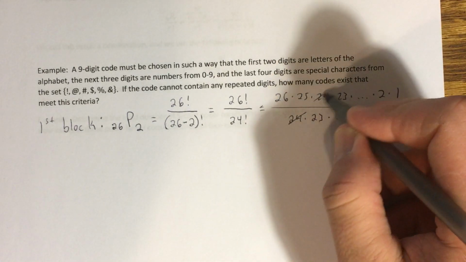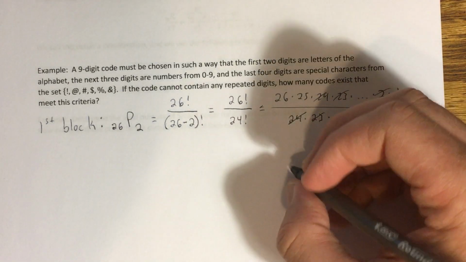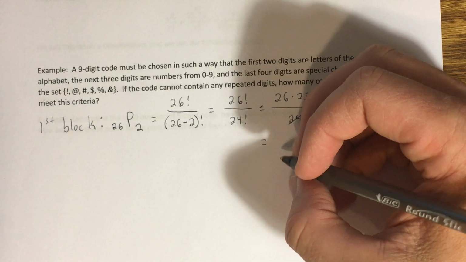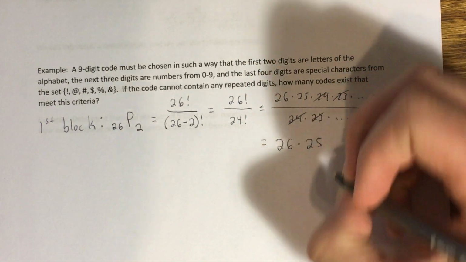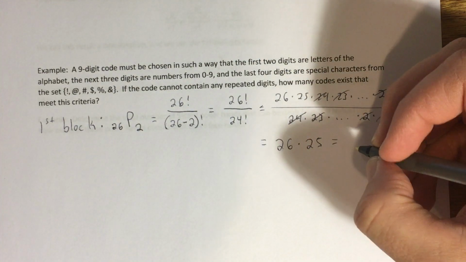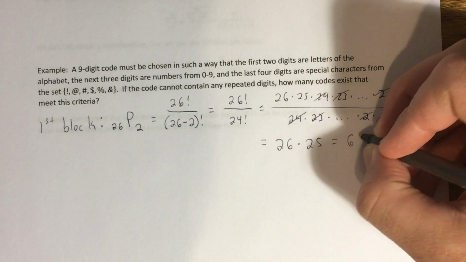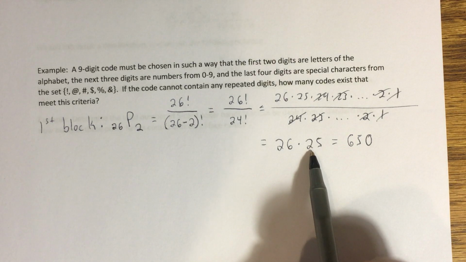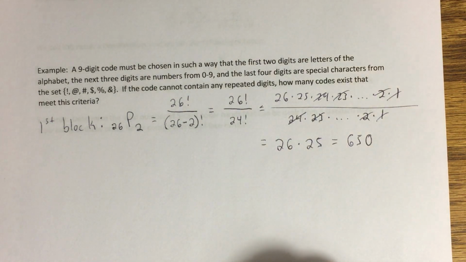And notice all the cancellation that happens here. All that's left is 26 times 25. Okay? And so in this case, we just get 26 times 25, which is equal to, what is that? That's 650. I think that's right. Just mentally check that really quick. Yeah, 650. Okay, and then we move on to the second block.